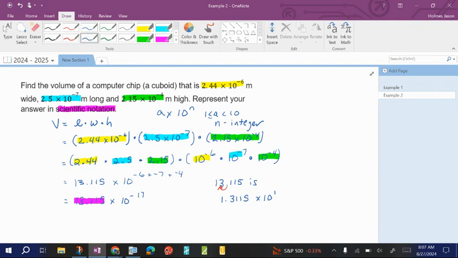And so we're going to rewrite this one more time as 1.3115 times 10 to the first times 10 to the negative 17. And if we add those exponents, 1 minus 17, we end up with 1.3115 times 10 to the negative 16. And that will be our final answer.